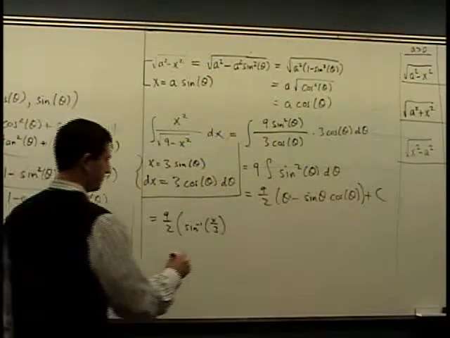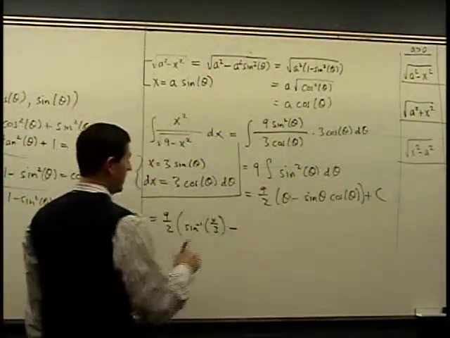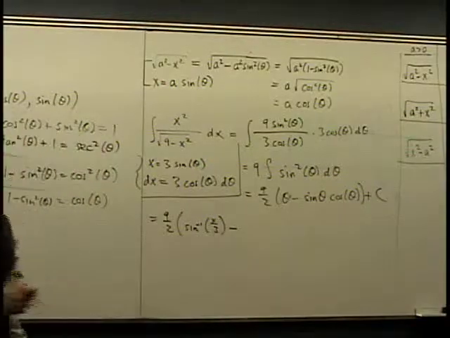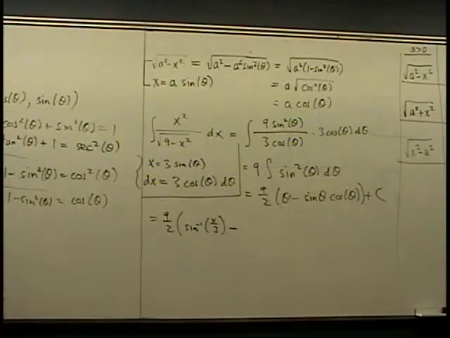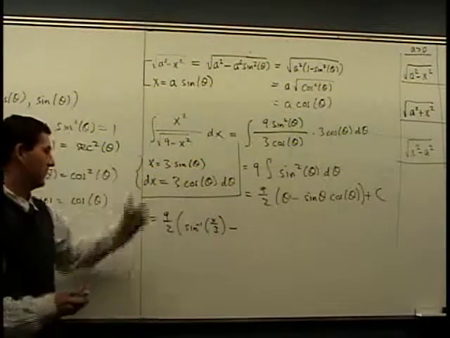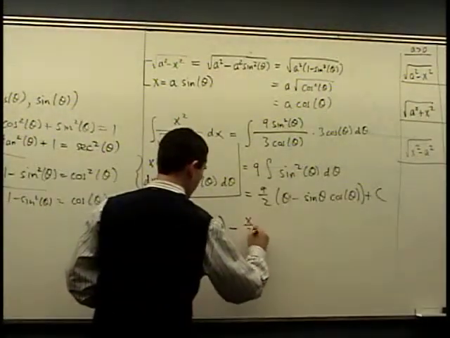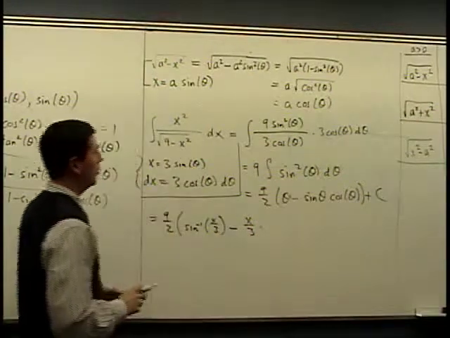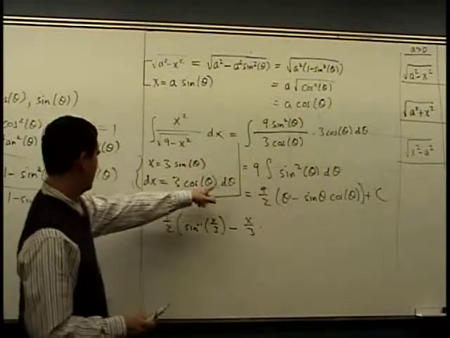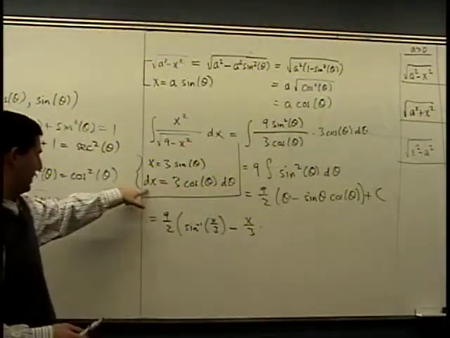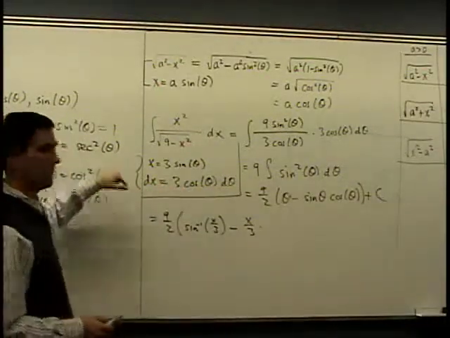All right. Then I have minus sine of theta. How can I isolate sine of theta? X over 3. Okay. Now what about cosine of theta? This is dx over 3, but actually it's dx by d theta, times a third.